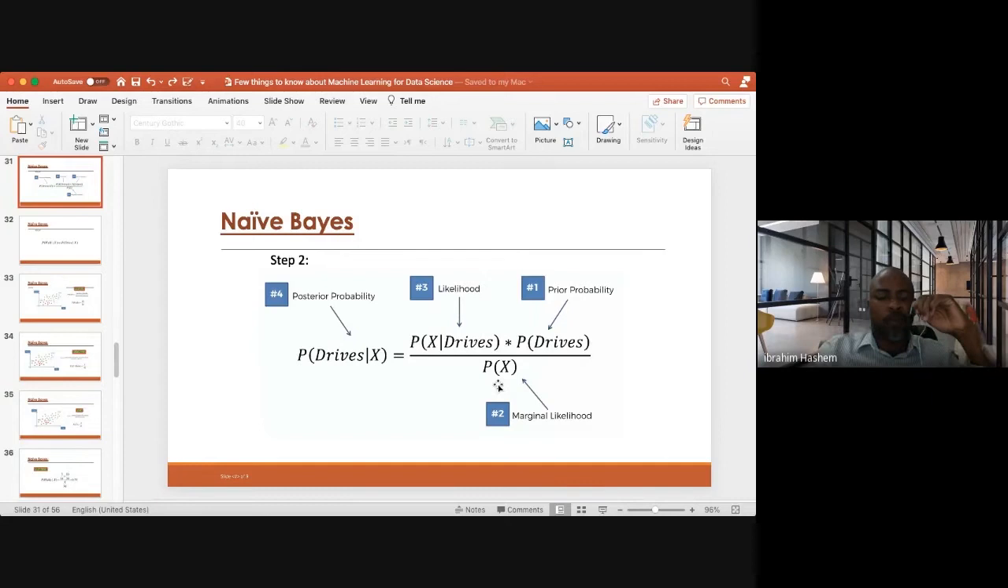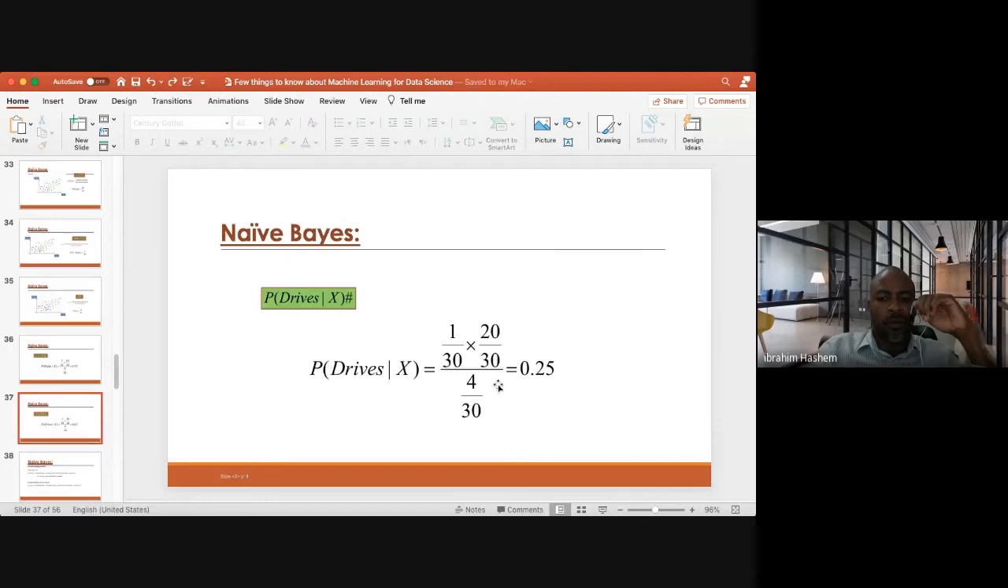So we need to calculate this again, and we will get the result. Now we have two probabilities: the probability of walks is 0.75 and the probability of drives is 0.25. By looking at these two values, we can say that the person will most likely walk to the company, because the probability is 0.75, almost a 70% chance that this person walks. Probably maybe the salary is lower, and maybe the person is still young, doesn't have that much experience, or maybe doesn't have enough money to buy a car. So this is how we calculate.